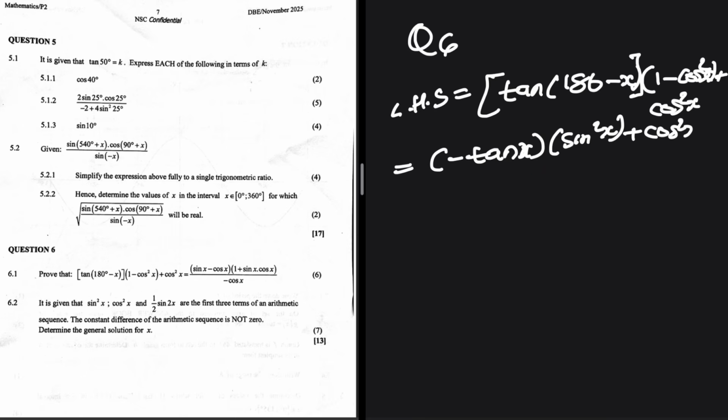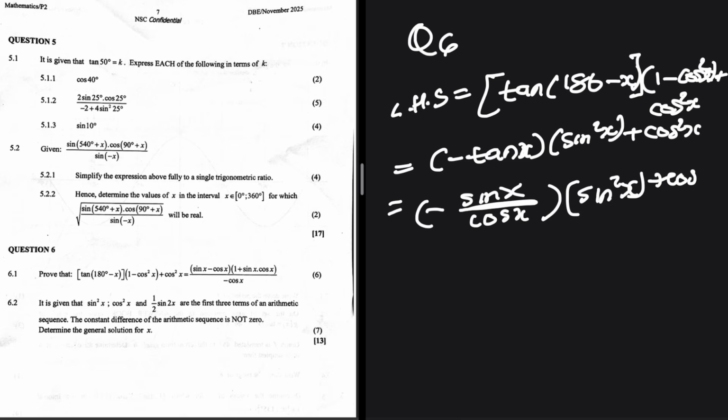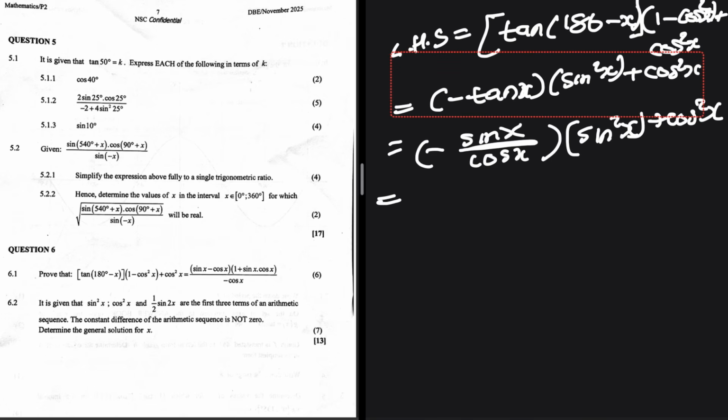Now let's change negative tan x to cos and sine. So we're going to have negative sine x over cos x, which is being multiplied with sine squared x, plus cos squared x. Okay, so we're going to have negative sine cubed x divided by cos x. We're going to add that with cos squared x.